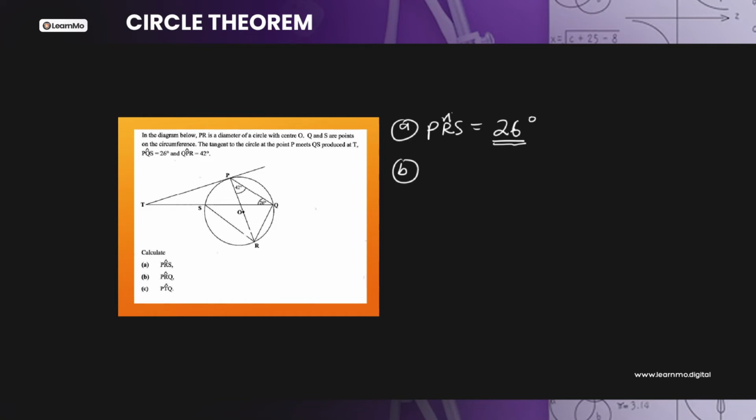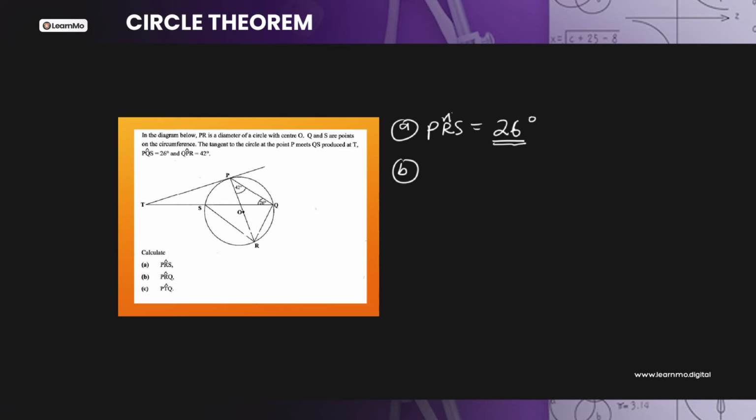We'll move on to B. B says find PRQ. So you have PRQ, this angle. Now, there's this other theorem that states angles in a semicircle. If we look at this part, it is a semicircle. So meaning the 42 here and the angle PRQ, which we want, will always add up to 90 degrees.